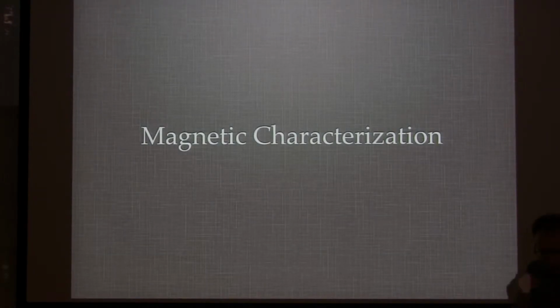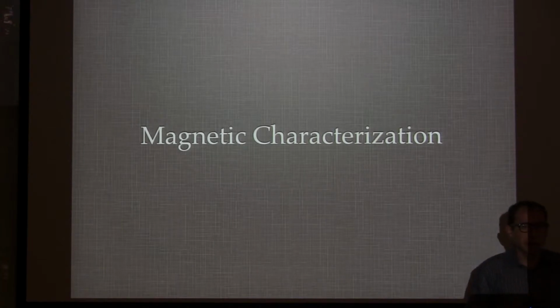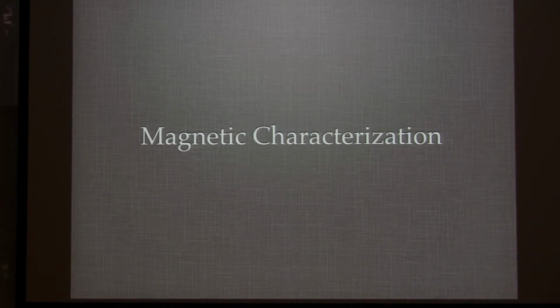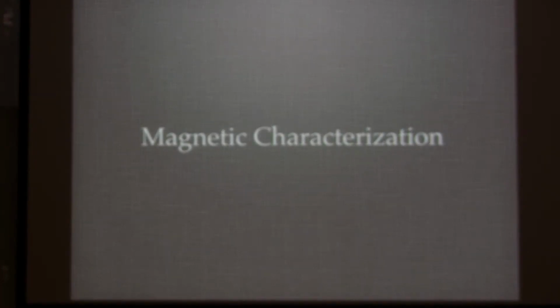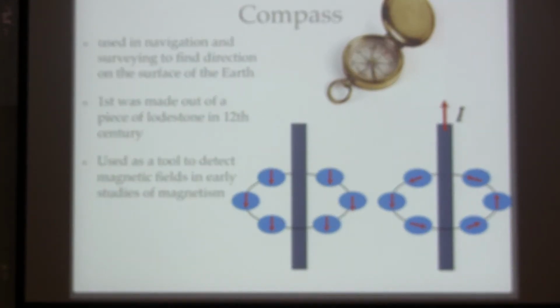So let's look at characterization. How do we measure a magnetic field? What would be the easiest way to measure a magnetic field? Any guesses, thoughts? Force that exerts on something. Okay, force that exerts on something. A good example would be a compass, right? So why does the compass point north?